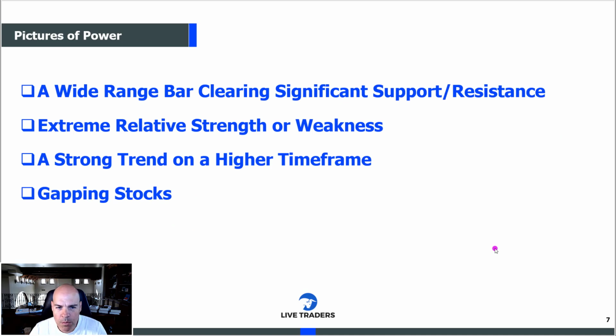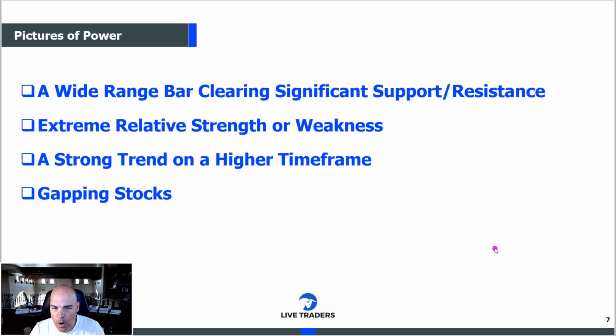A wide range bar clearing significant support or resistance, extreme relative strength or weakness, a strong trend on a higher time frame, or gapping stocks. These are pretty much the 4 main things you're looking for. When you wake up and you get in front of your desk, it's 8:30, 8:45, 9 o'clock, whatever, and you're looking, what am I going to trade today? One of these or all of these or 3 of these 4 things needs to come up. It has to come up.